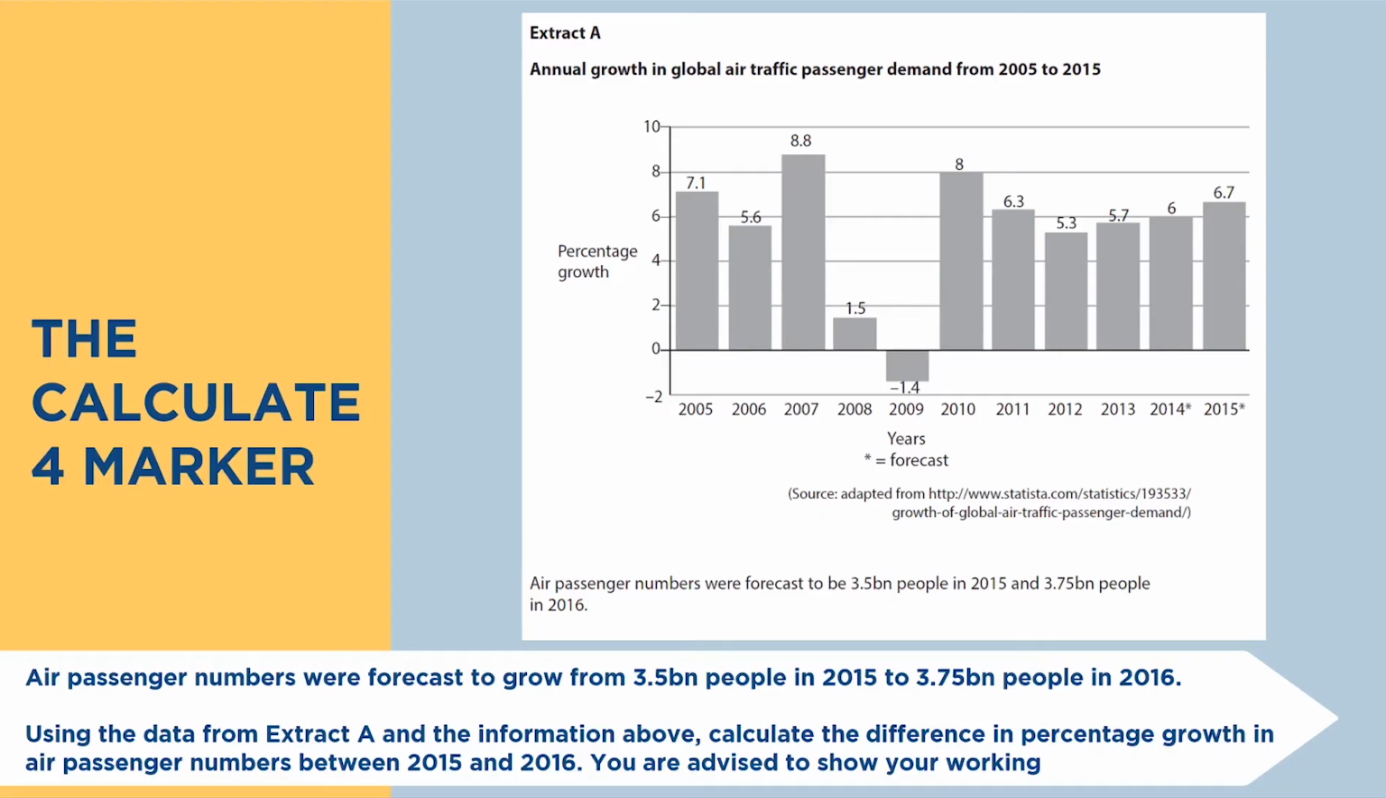If you're watching this on the video and you're able to have a go at this question, extract A is on the screen. You can see there's a graph of percentage growth over the years from 2005 to 2015. Bear in mind that 2015 is forecast. The top part of the question also gives us the information for 2016. So try and give yourself 4 minutes and see if you can put together an answer, and I'll talk through the process and show you the model answer on the next bit.